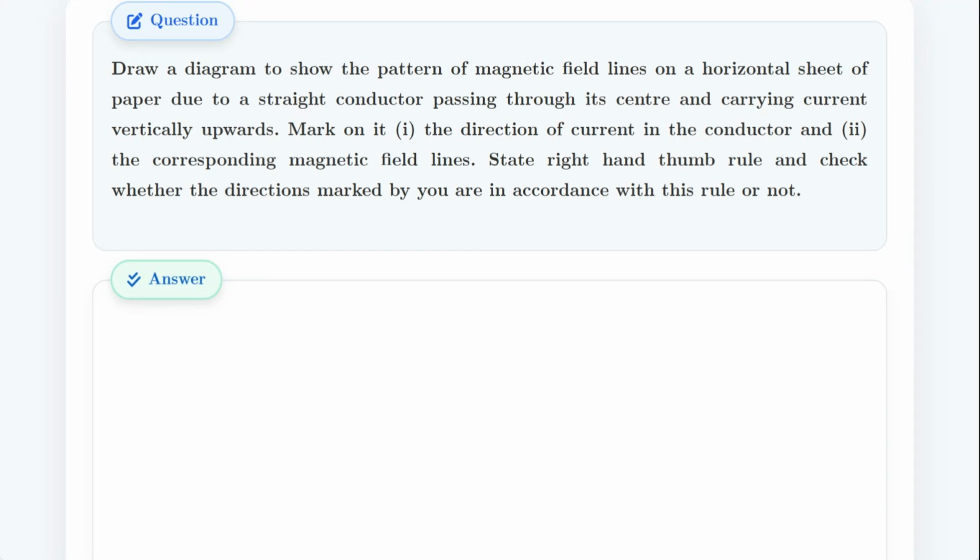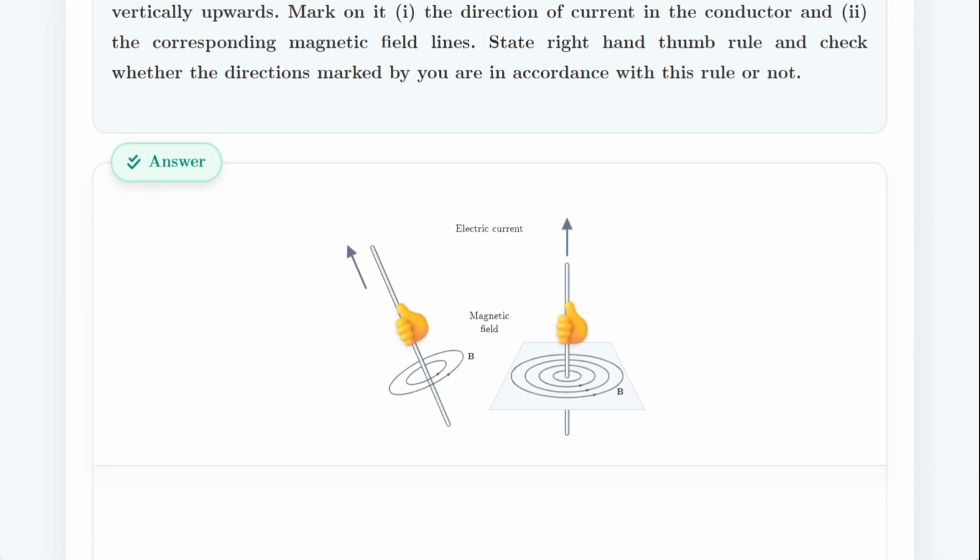First, let's take a look at the diagram. Here is our setup. A straight conductor passes through a horizontal plane. Notice the arrow pointing upwards, indicating the current direction. Around it, we draw concentric circles to represent the magnetic field lines. Using the right-hand thumb rule, since the current is upwards, the field lines are drawn counterclockwise.